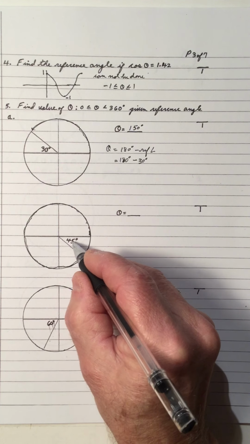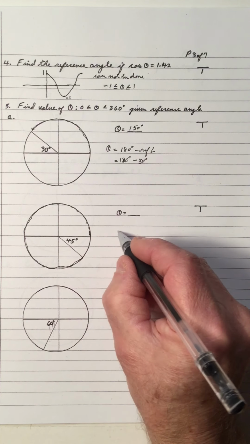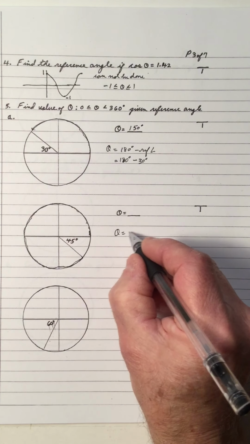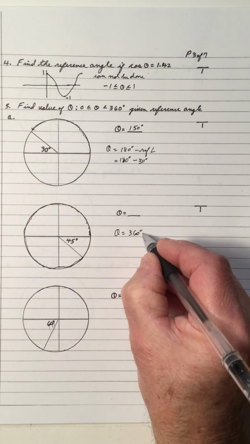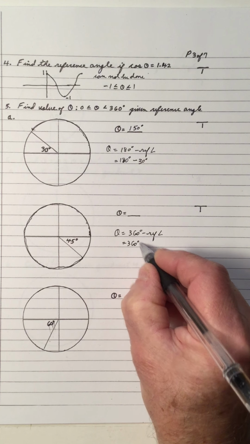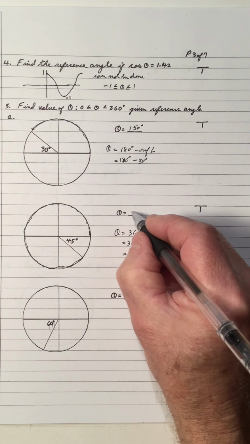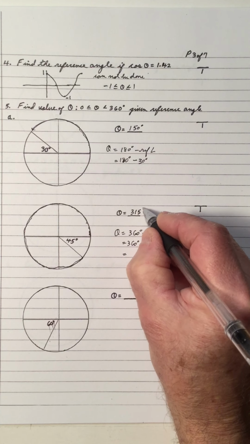And theta here is all the way around, right on around until it hits the terminal arm. So this is the reference angle between the terminal arm and the x-axis. So theta in the fourth quadrant is always 360 minus the reference angle. So it's 360 minus the 45, so theta is 315.